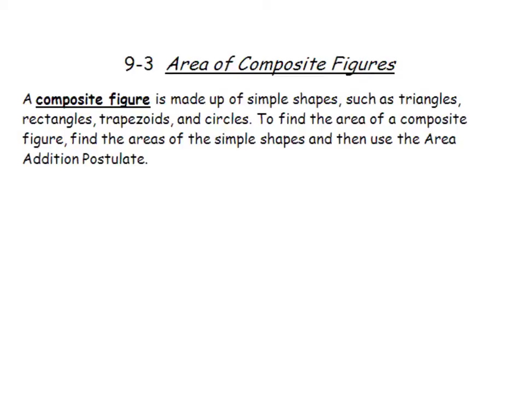All right, so in 9.3 we're going to talk about the area of composite figures. Composite means all put together, so taking figures and putting them all together. So a composite figure is made up of simple shapes. So these are our triangles, our rectangles, trapezoids, circles, and so on.